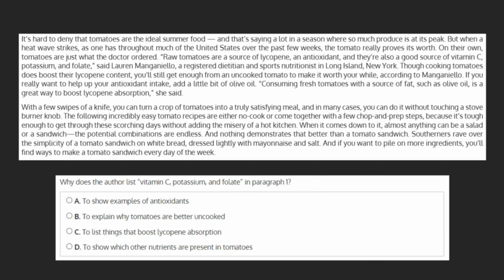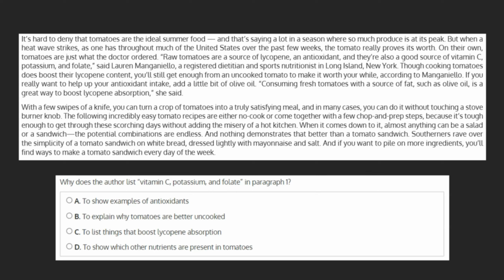Why does the author list vitamin C, potassium, and folate in paragraph 1? A. To show examples of antioxidants. B. To explain why tomatoes are better uncooked. C. To list things that boost lycopene absorption. Or D. To show which other nutrients are present in tomatoes.